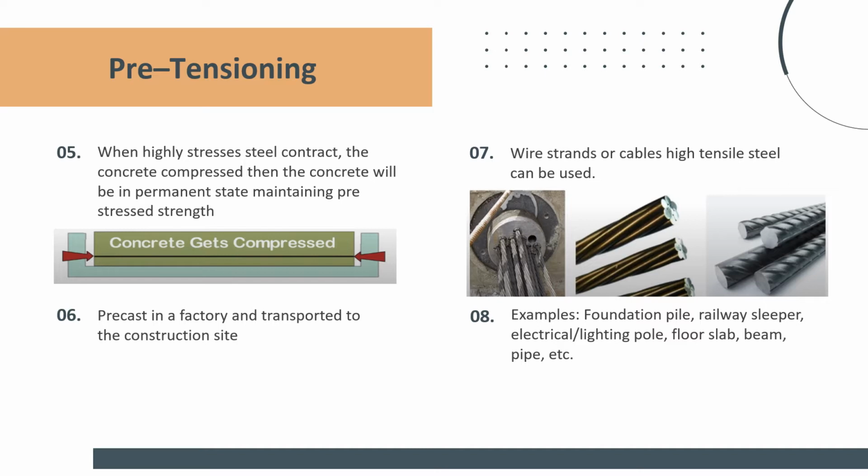Precast in the factory and transported to the construction site. Wire strands or cable, high tensile steel can be used. Examples where we can use pre-tensioning are foundation piles, railway sleepers, electrical or lighting poles, floor slabs, beams and pipes.